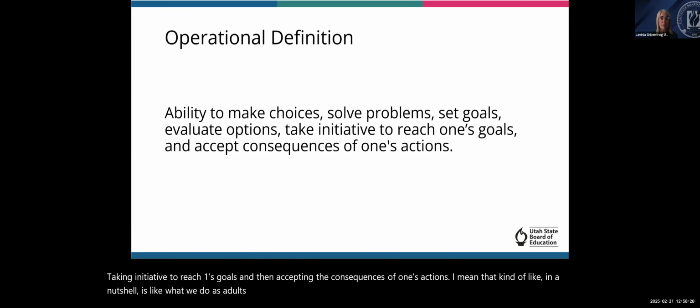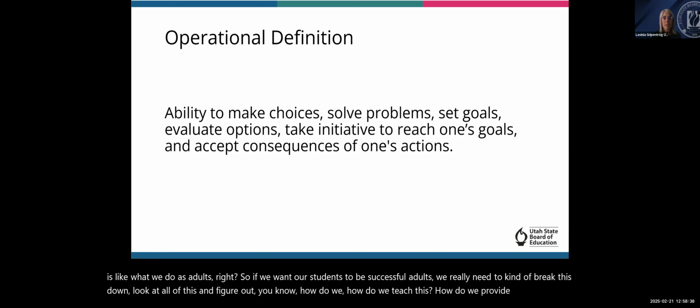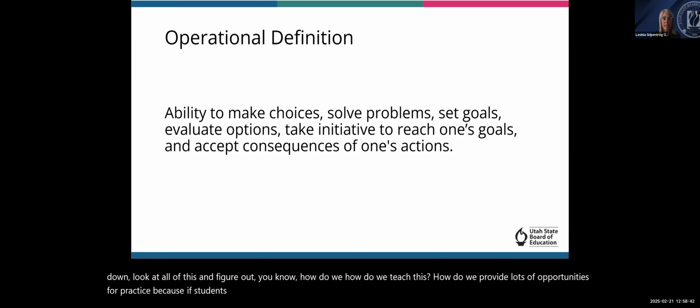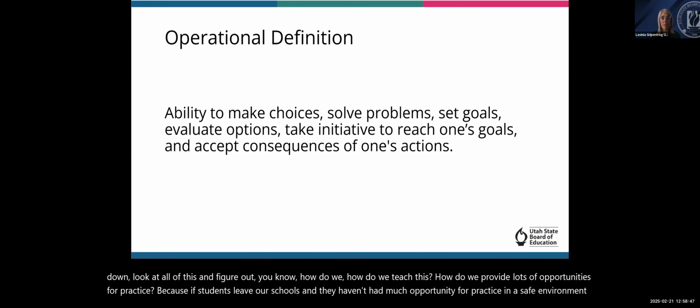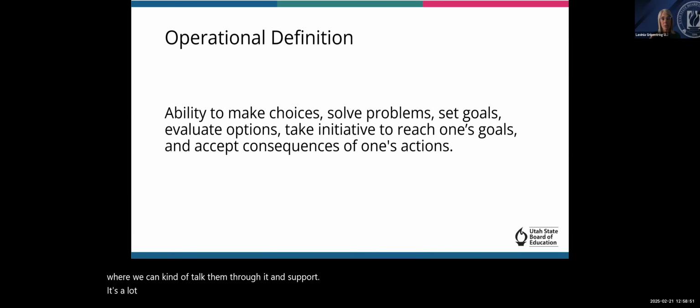So if we want our students to be successful adults, we really need to break this down, look at all of this and figure out, how do we teach this? How do we provide lots of opportunities for practice? Because if students leave our schools and they haven't had much opportunity for practice in a safe environment where we can talk them through it and support them, it's a lot scarier when they're trying to figure these things out in the workplace.